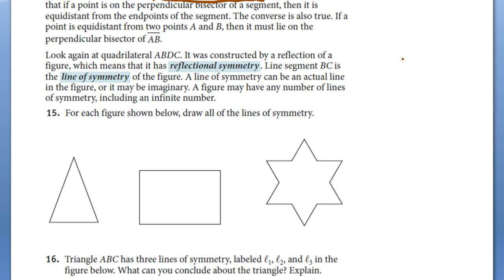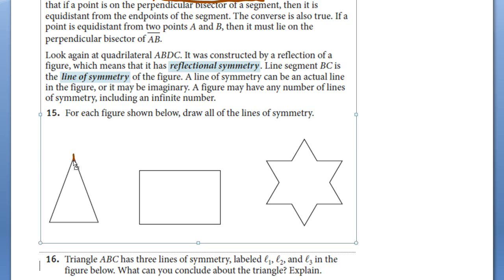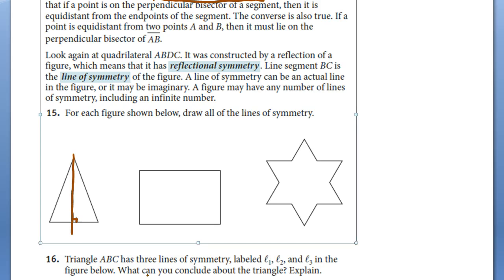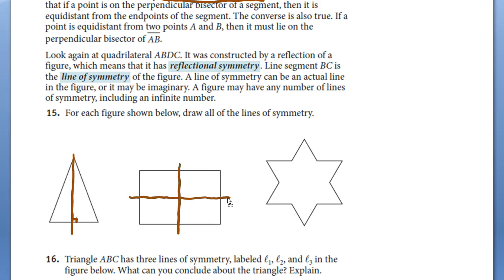Number 15, for each figure shown below, draw all the lines of symmetry. This triangle here has only one line of symmetry, and it would be a vertical line running just like that, making a 90-degree angle. This rectangle has 2 lines of symmetry. We could split it vertically right down the middle, or we could split it horizontally right through the middle.